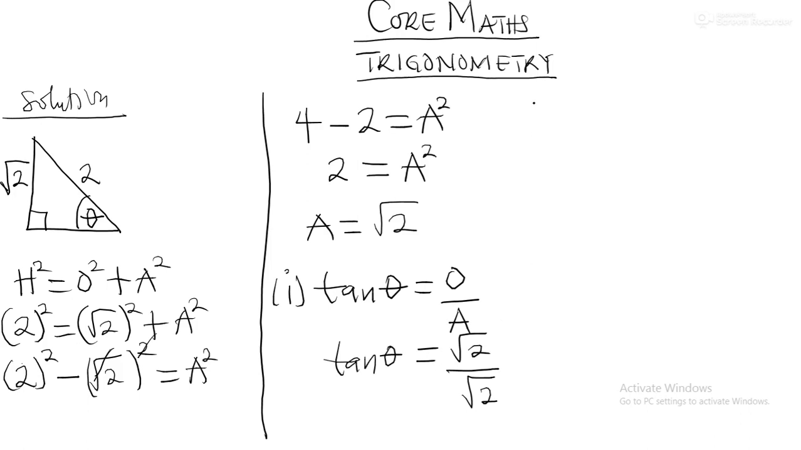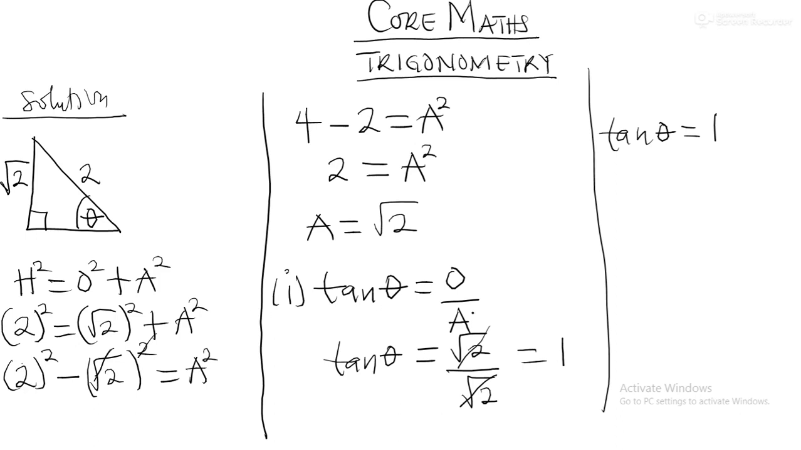And then this one, we just cancel out. Root 2 will cancel root 2, so this will give us 1. So it means that tan theta is 1. I hope you get it. Good. So tan theta is 1.